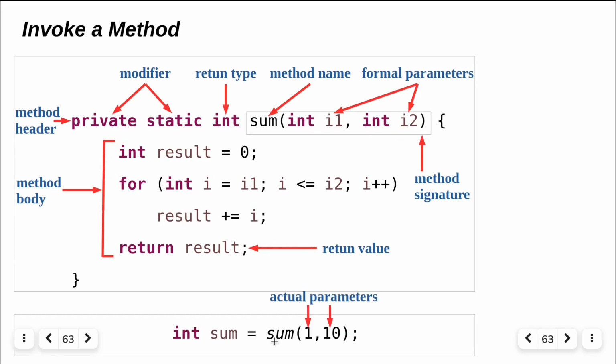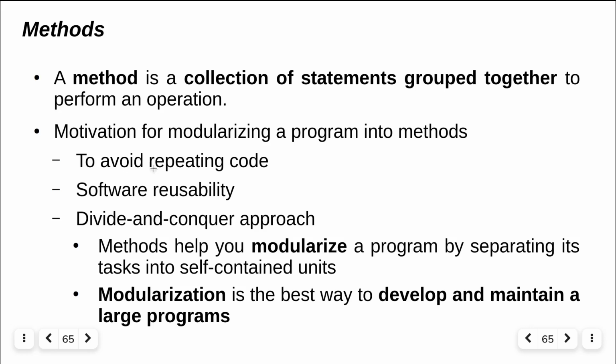To execute the method, we have to call or invoke the method. We can invoke the above method sum like this. We have to use the method name and actual parameters. Since it is returning the result, we have to store that result in some variable. Here it is sum. We have seen how methods will be used to avoid repeating code.